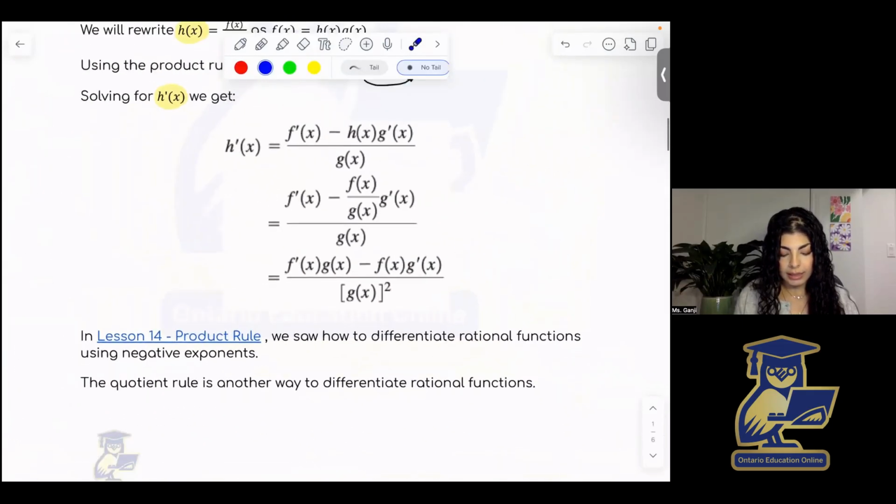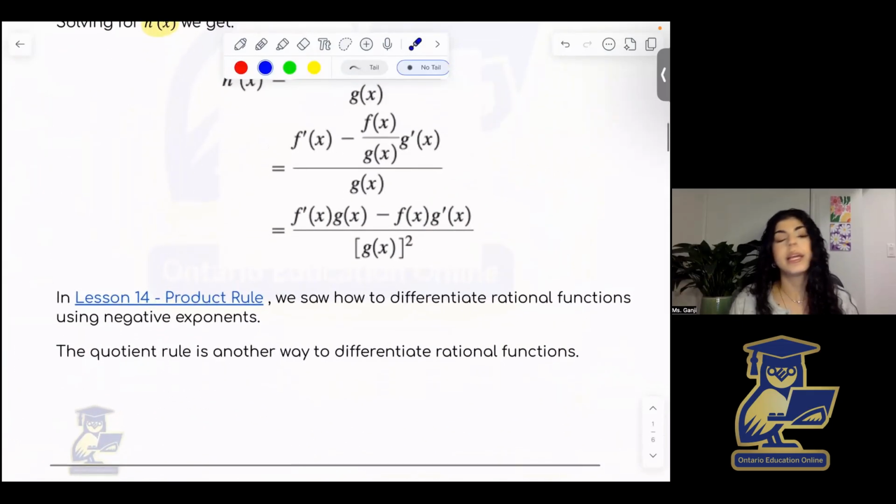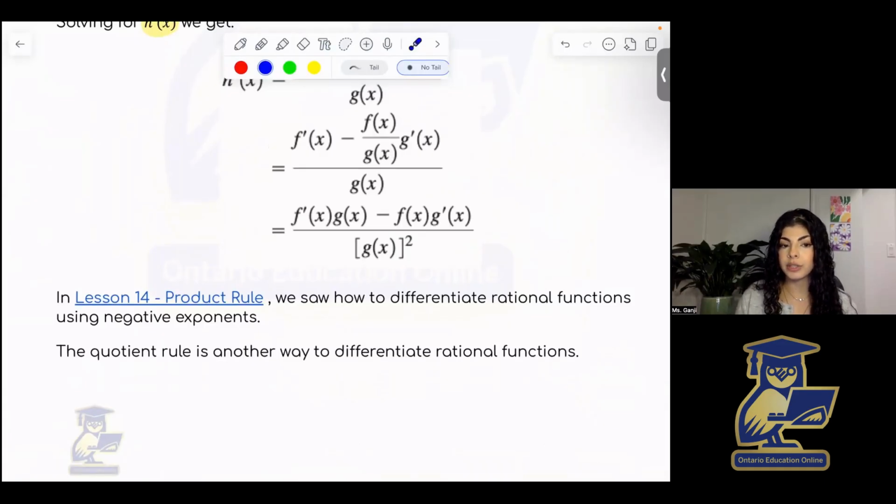So yes, exactly right here. As I mentioned, in the lesson for product rule, we did see how to differentiate rational functions by giving them a negative exponent, but now the quotient rule is giving us another way to differentiate rational functions.